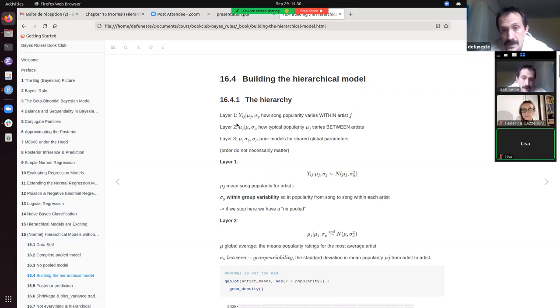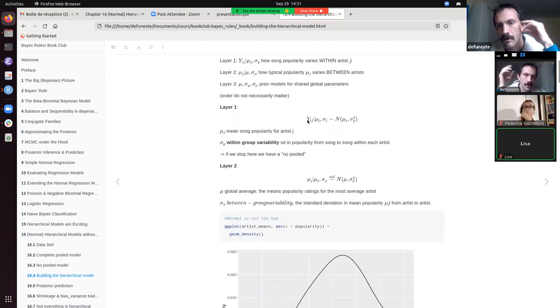So layer 1 is basically how every song's popularity varies within an artist. So we have an artist, this is why it's sigma_y and mu_y, which is the mean popularity of an artist and the standard deviation of their songs. Then we check how typical the popularity varies between artists. So here we have mu, the mean popularities, according to mu, the global mean. I will define them with letters maybe. The global mean popularity and the standard deviation of the mean popularities of every artist. So layer 1 is more defined here.